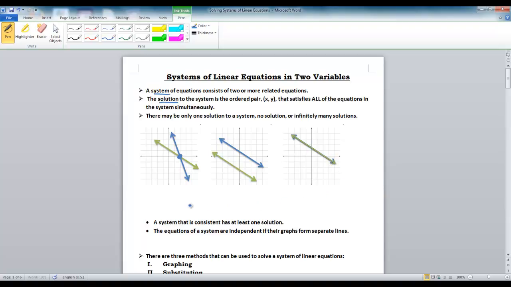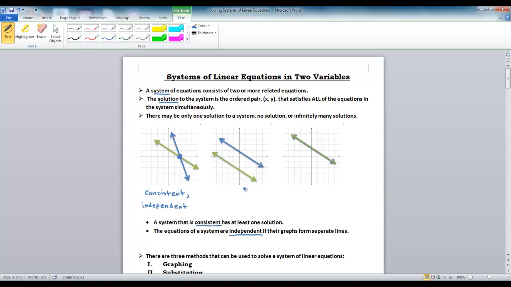When a system has at least one solution, we say that that system is consistent. And when the equations in a system graph into two separate lines, we say that those two equations are independent. So in this first graph, we would say that this system is consistent and that its equations are independent.